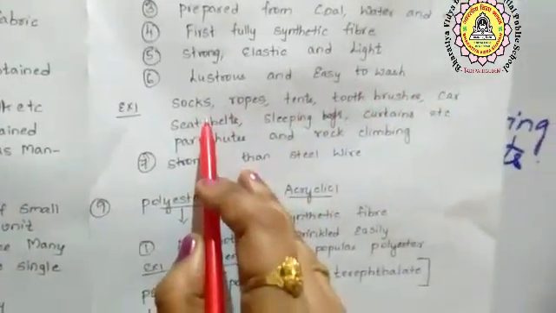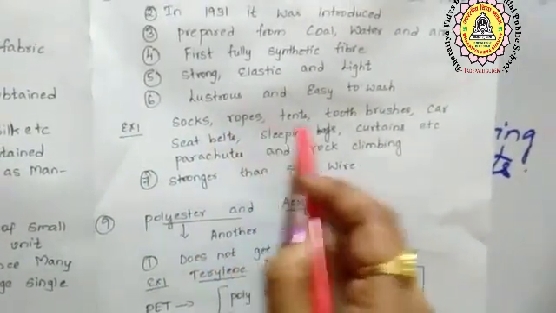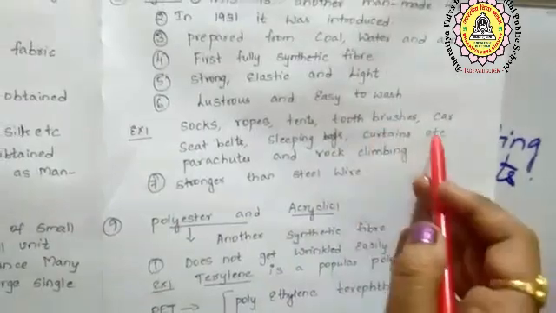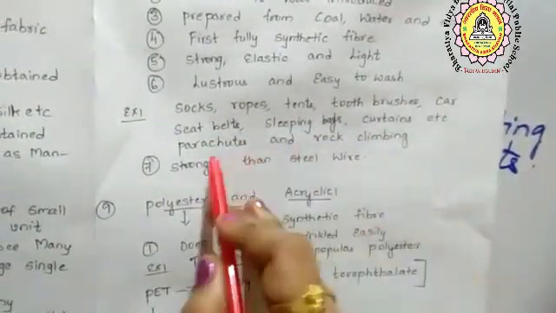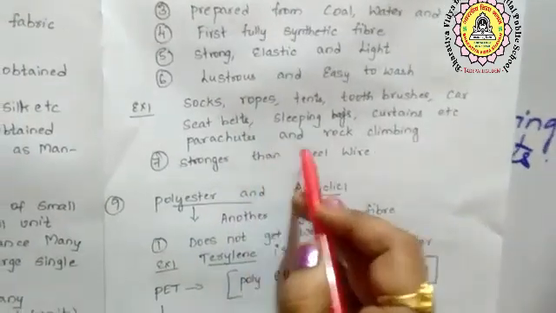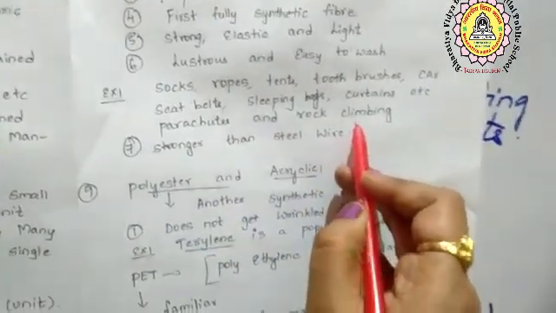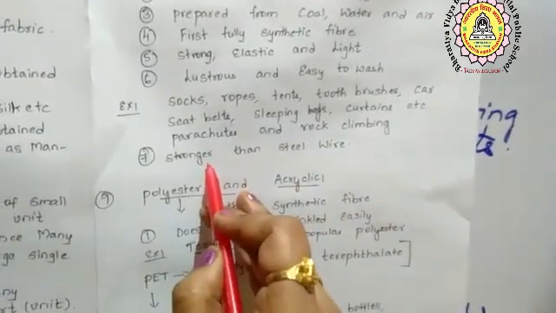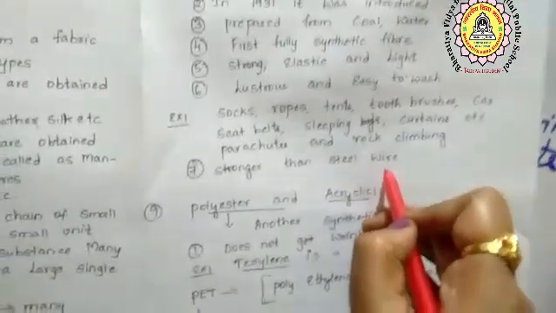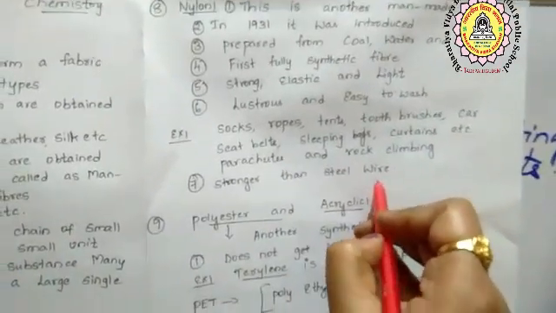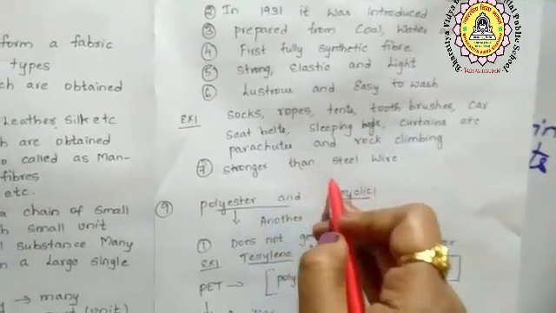Where do we use nylon? Most probably in socks, ropes, tents, toothbrushes, car seat belts, sleeping bags, curtains, etc. Even in parachutes and rock climbing we use nylon thread, and nylon is much stronger compared to steel wire. So compared to all the synthetic fibers, nylon is the strongest fiber we have.